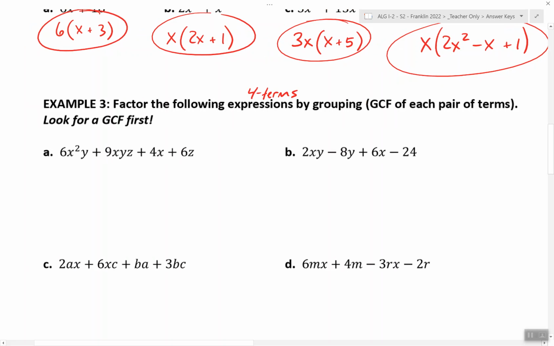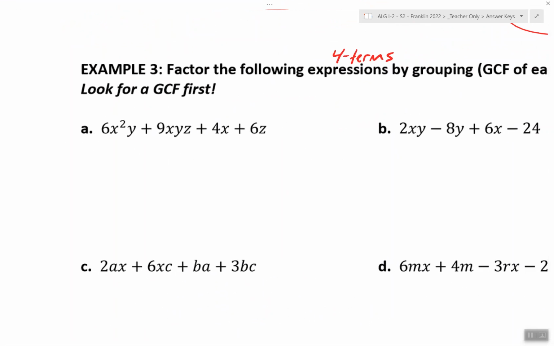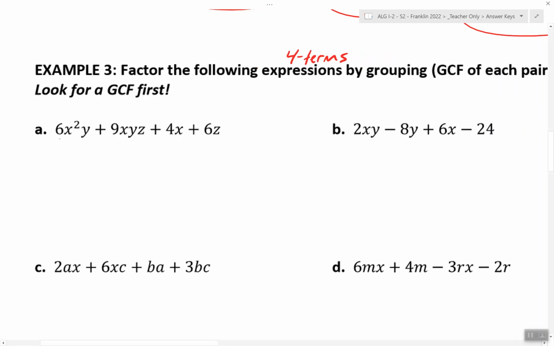And what you do is pair them up and take the GCF of each pair. So let's look at this first one. And you may need to rewrite the expression to make it easier, but you shouldn't need to. Let's first find the GCF of the first 2 terms. So we have 6 and 9. The GCF there is a 3.